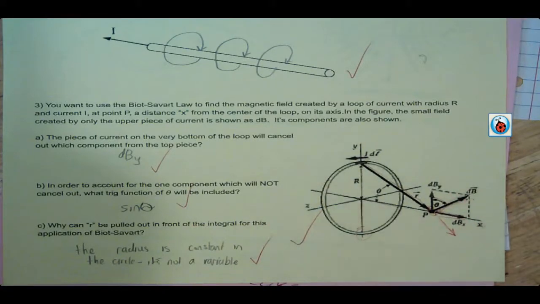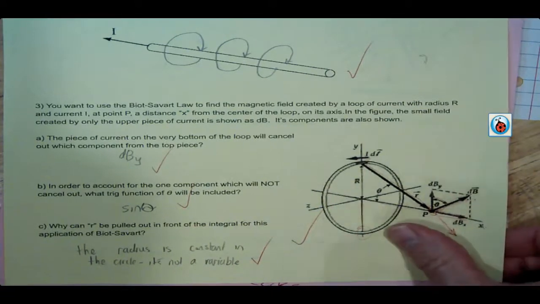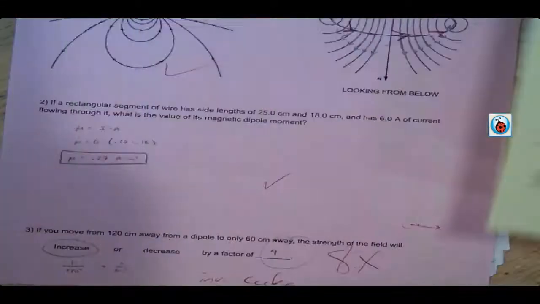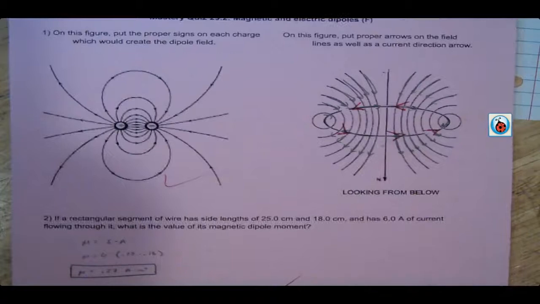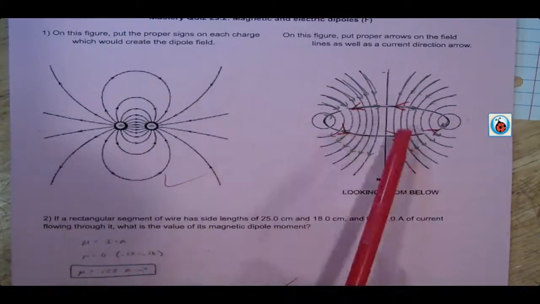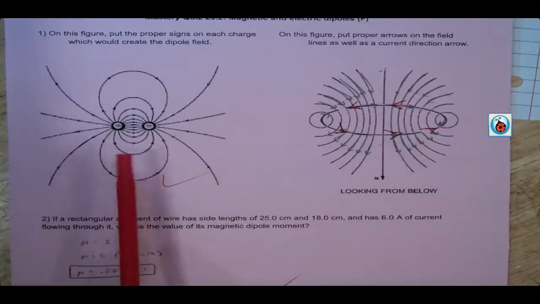This has some markings on it from when I went over it with the student, but that's most of the first part. The second part was about dipoles, and one thing I like to emphasize is the comparison between an electric dipole and a magnetic dipole. These are a lot easier to draw.